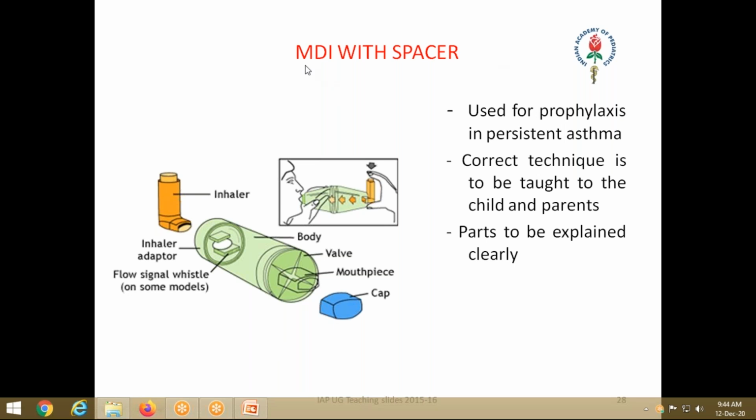So here in the picture you can see an MDI with spacer. This is the body, this is the wall, mouthpiece and a cap, and backside it is the inhaler. Use it for prophylaxis in persistent asthma. Correct technique is to be taught to the child and the parents, and parts to be explained clearly.